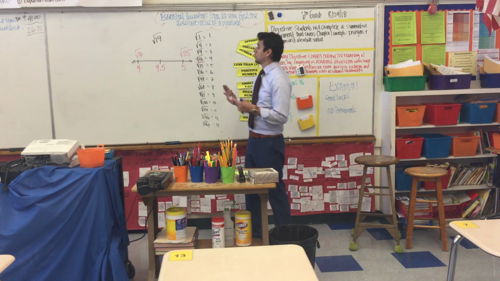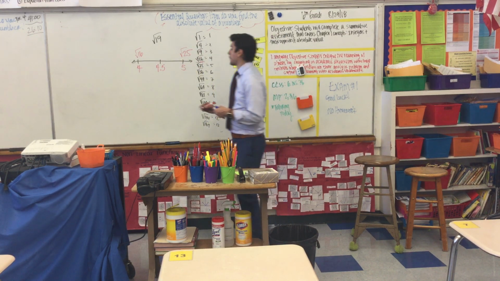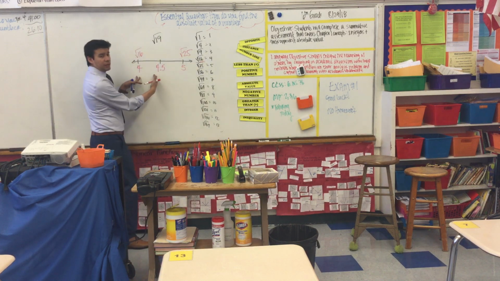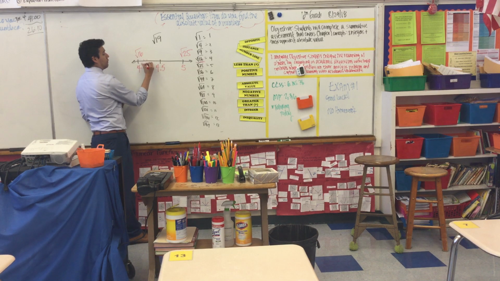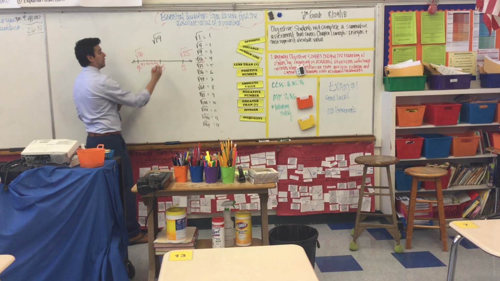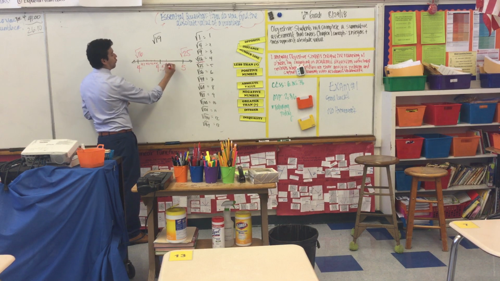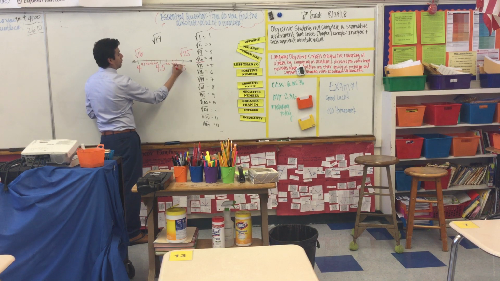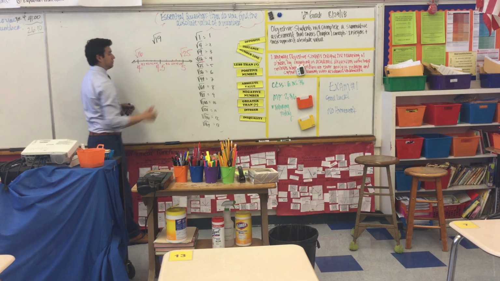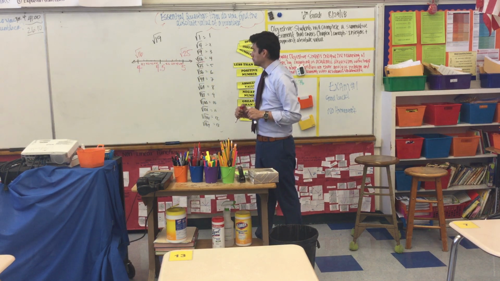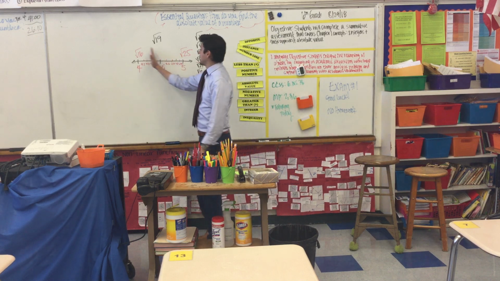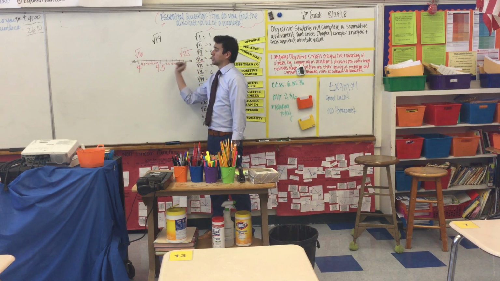Do you notice that there's two sections of the number line? You have the left section of the number line and the right section of the number line. This is 4.1, 4.2, 4.3, 4.4. And this one is 4.5, 4.6, 4.7, 4.8, 4.9. Okay, it's basic number line skills. Now, you have the left section and the right section.